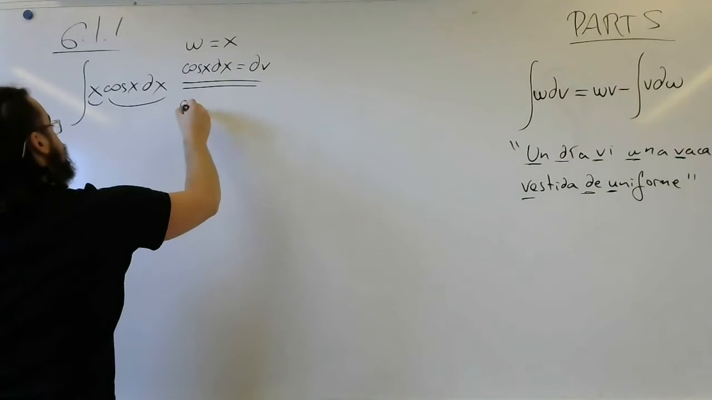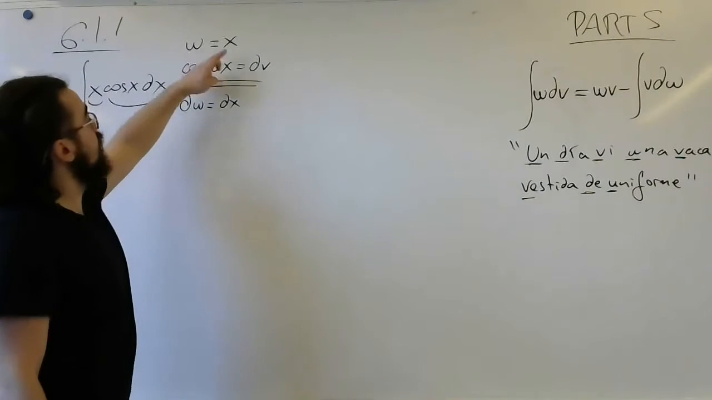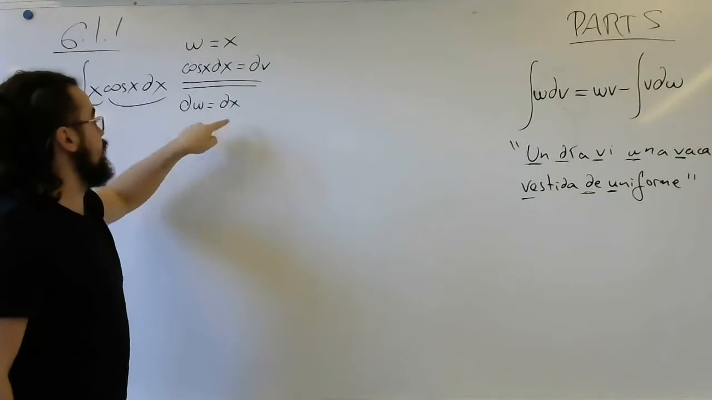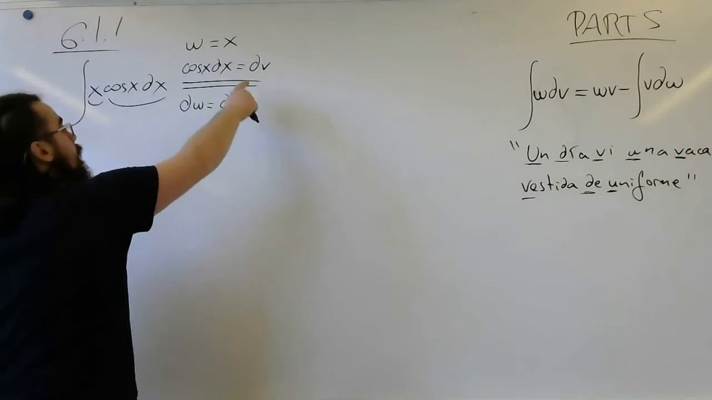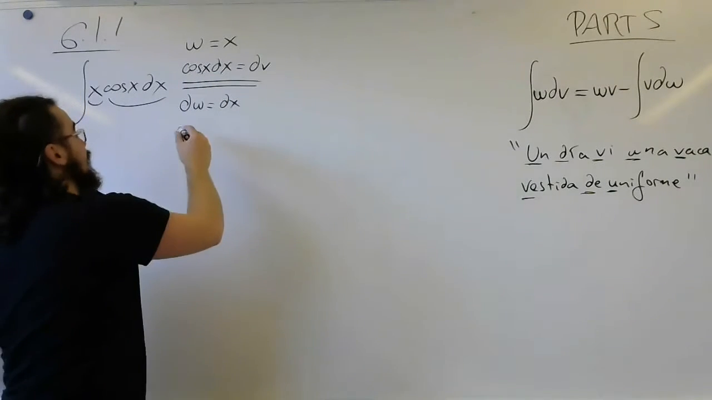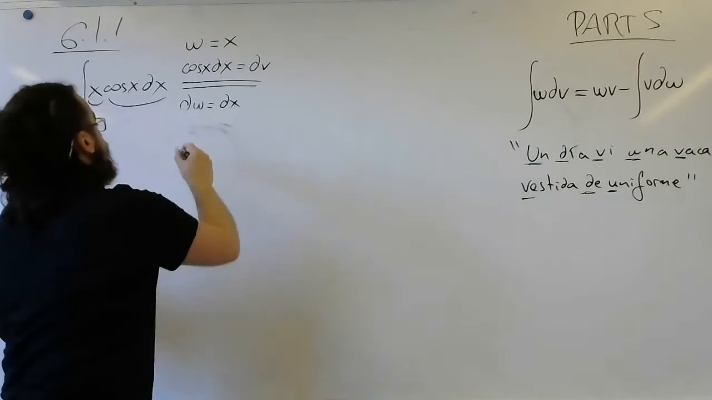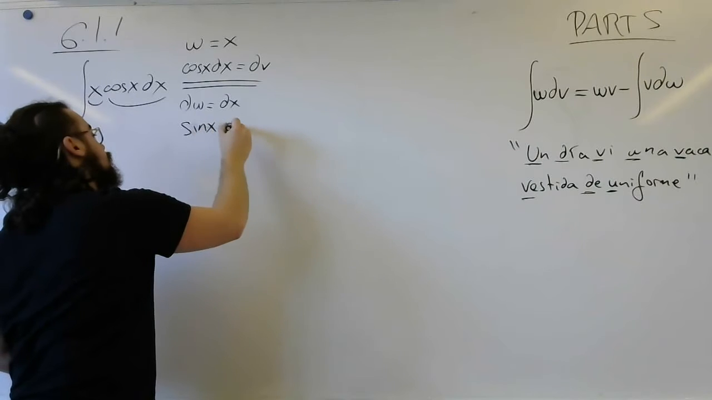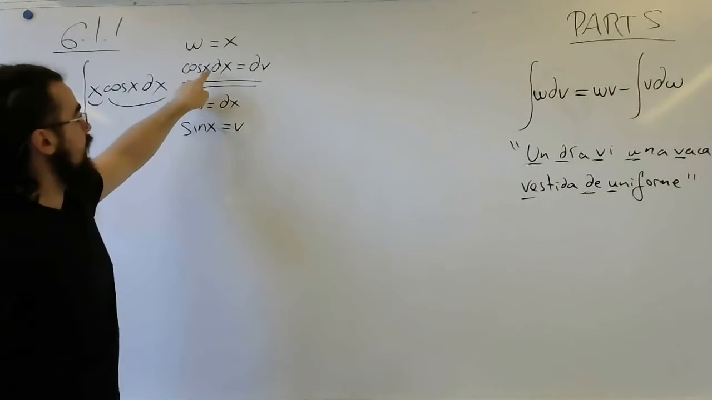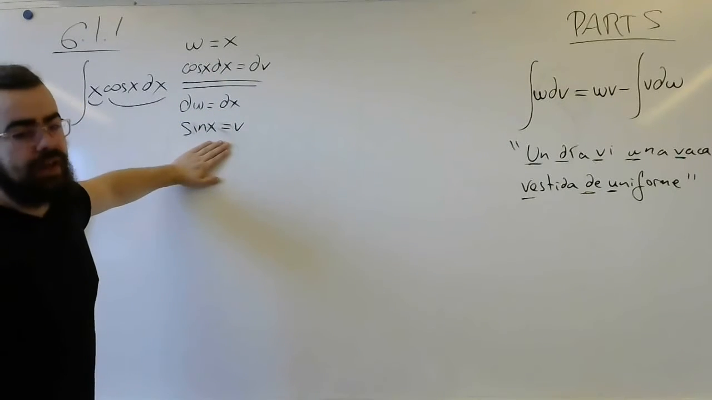Differential of w is differential of x. We derivate. Basically, differential of w over differential of x is 1. We treat this as a fraction, so differential of w is equal to differential of x. And here, a function that when derivated becomes the cosine. That's the sine. So v is the sine of x. If you derivate the sine of x, you get cosine x differential of x. Now we have all parts we need.